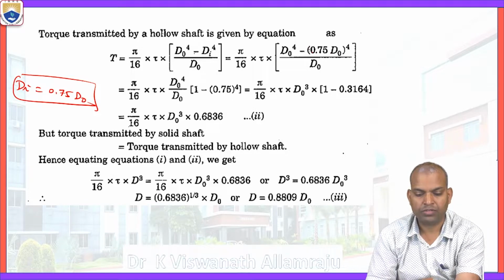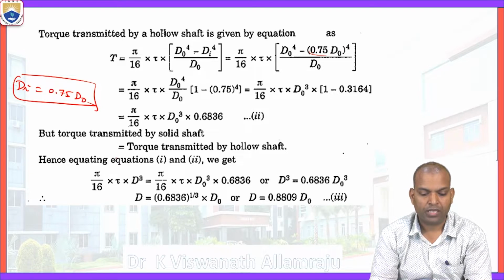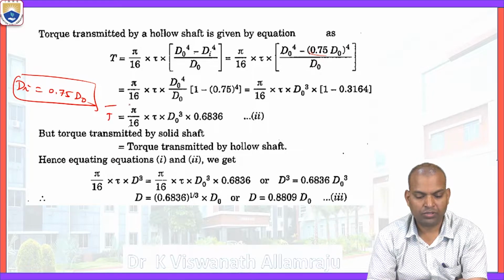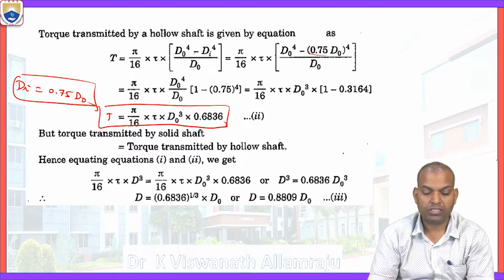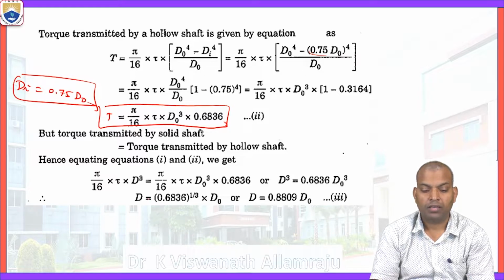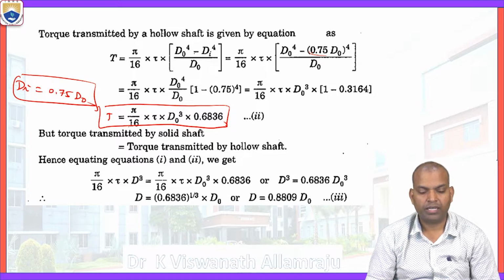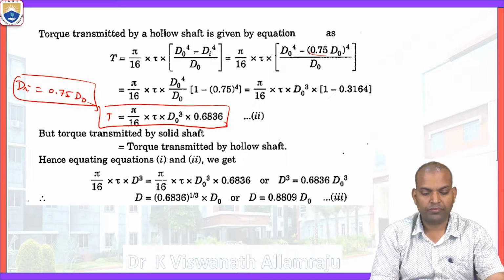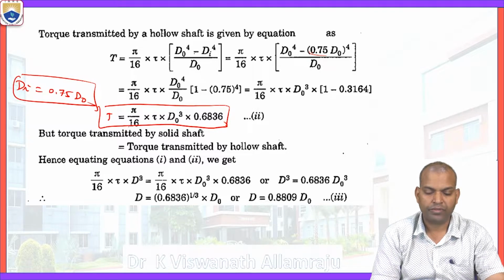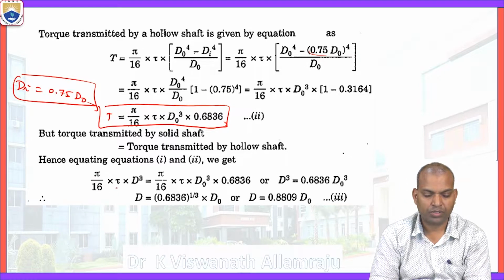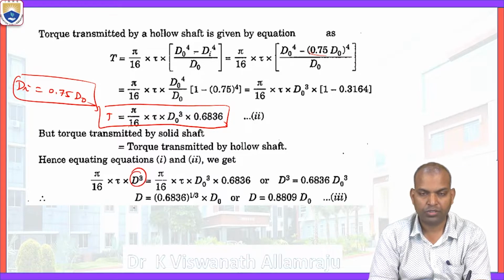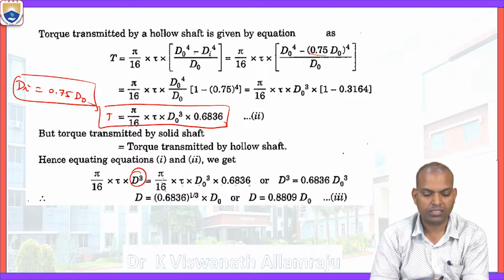Substitute in the place of Di the value 0.75 times D naught, that is (0.75 D naught) power 4. Simplify it. After simplification, the torque is pi by 16 times tau D naught cube times 0.6836. Now the torque transmitted by the solid shaft is equal to the torque transmitted by the hollow shaft, so equate 1 and 2: pi by 16 times tau D cube, where D is the diameter of the solid circular shaft, and equation 2, pi by 16 times tau D naught cube times 0.6836.